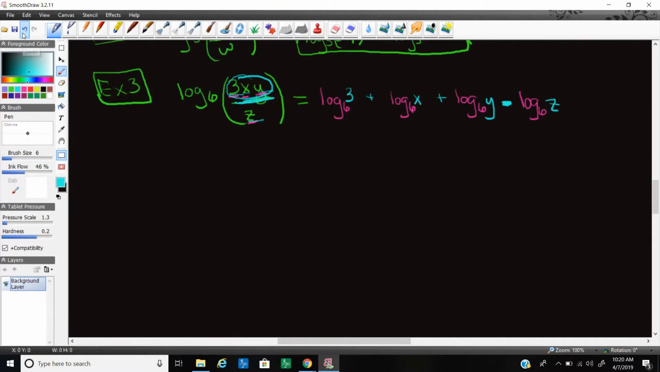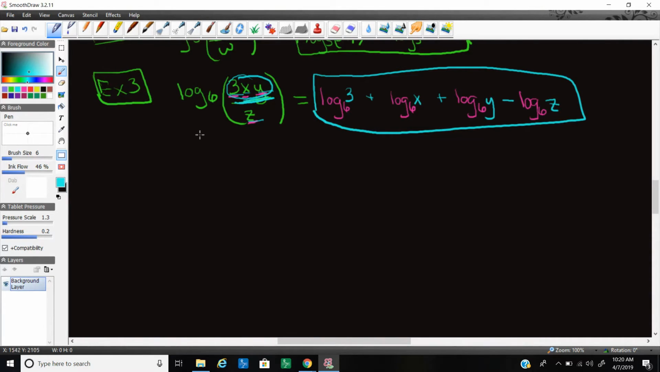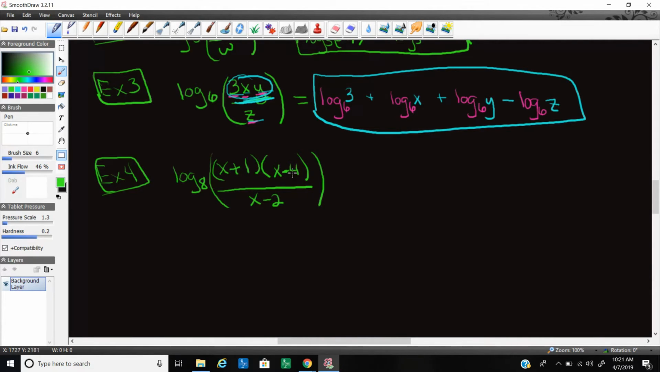Okay, make that a little bit nicer. Okay, and that's it. That would be the expanded form of this particular problem. Okay, let's go ahead and do one that looks a little more complicated, just in case you see something like this. So let's say we have log base 8 of x plus 1 times x minus 4. Why not throw some binomials in there? x minus 2. So we have this humongous expression, okay?